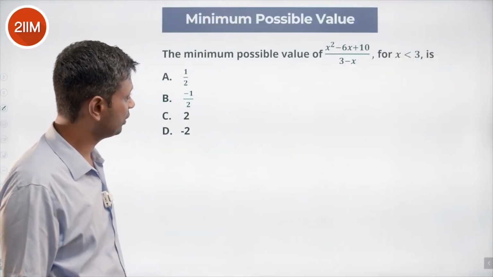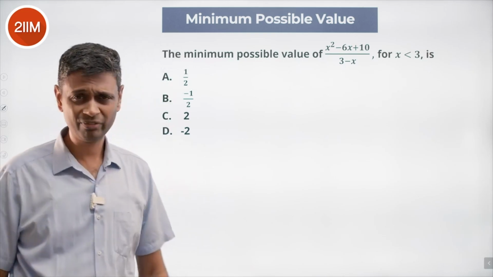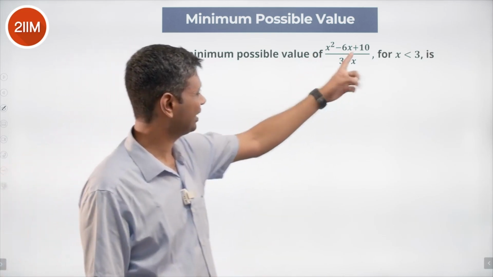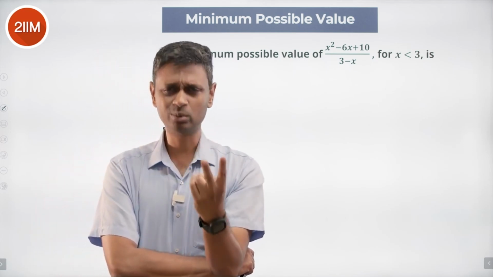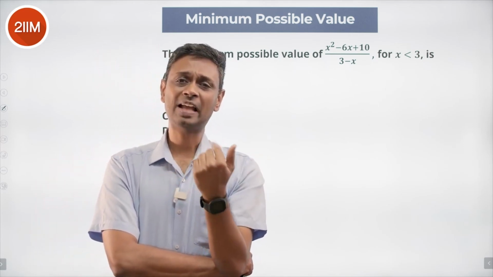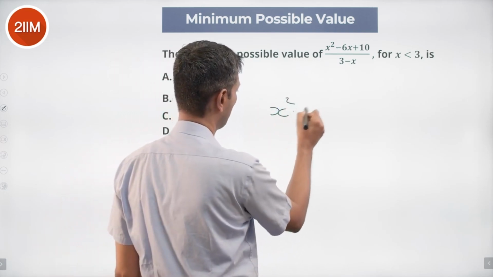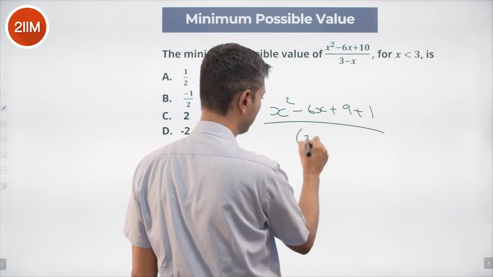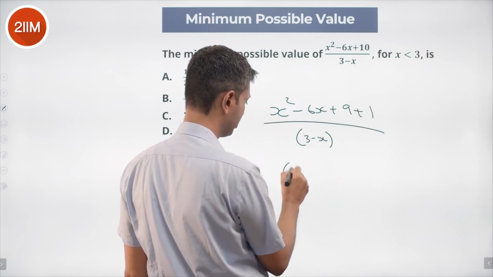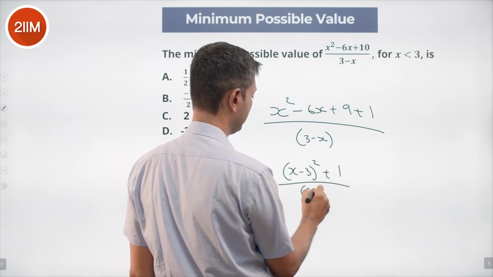The minimum possible value of (x square minus 6x plus 10) by (3 minus x) for x less than 3. Very, very nice question. This is not factorizable. Factorizing is trick 1 in quadratic equation. Trick 2, immediately after that, is the idea of completion of squares. I'm going to write that number as x square minus 6x plus 9 plus 1 by 3 minus x. This is (x minus 3) whole square plus 1 by 3 minus x.